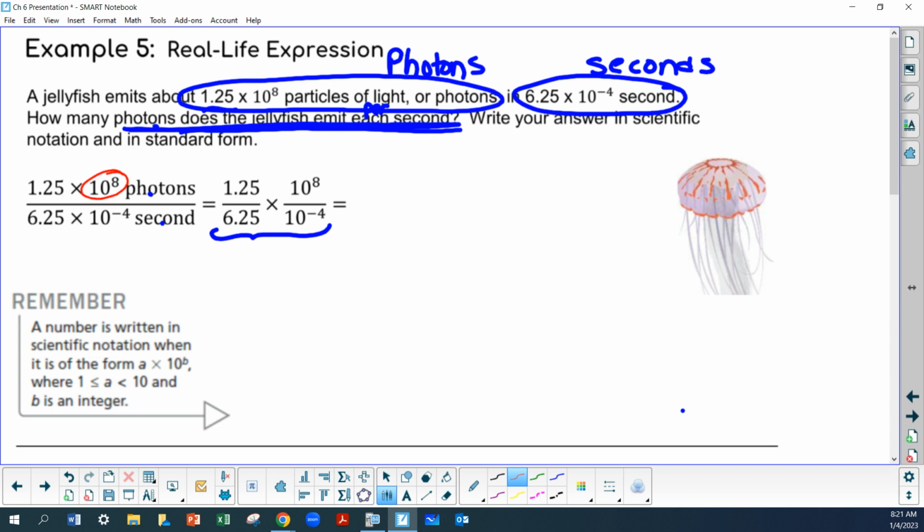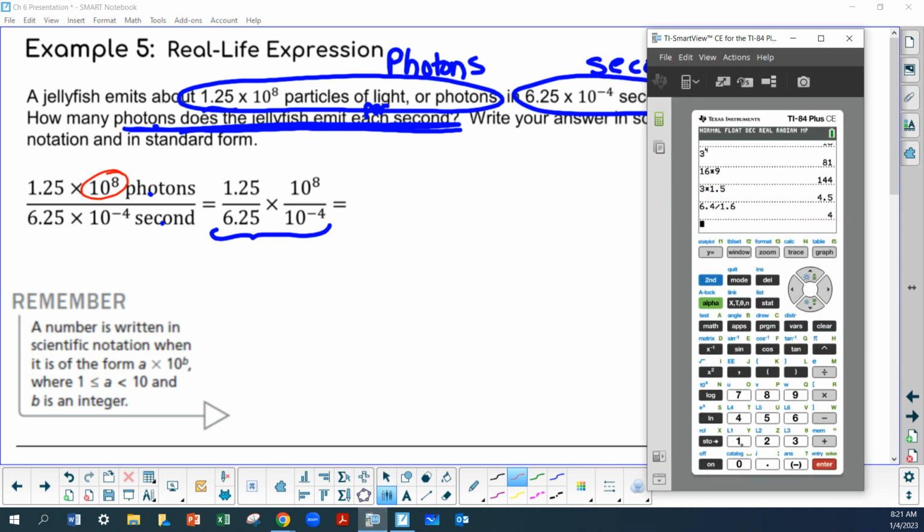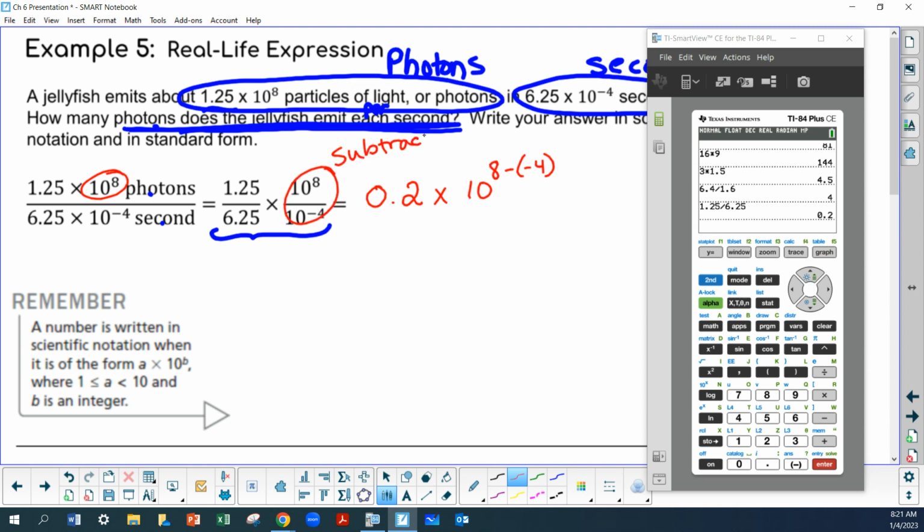All right, let's go grab our calculator. Let's do 1.25 divided by 6.25, and we get 0.2 times 10 to the 8th minus -4, because we'll subtract exponents, right? Now that gives me 0.2 times 10 to the 12th.